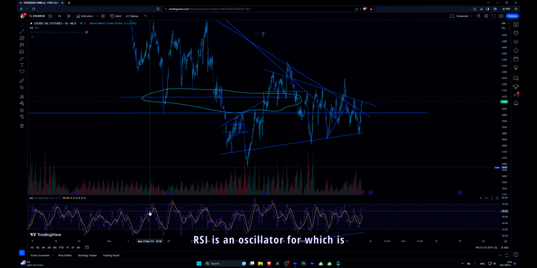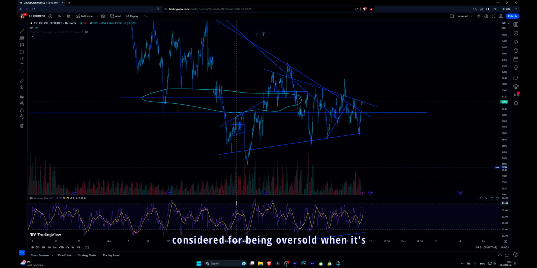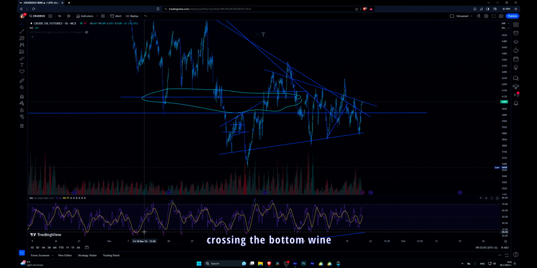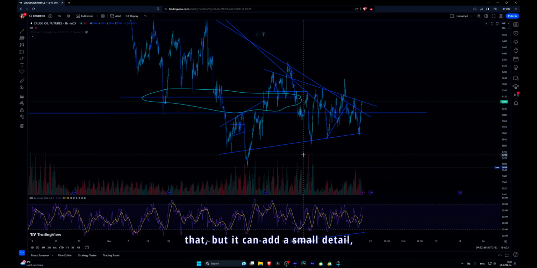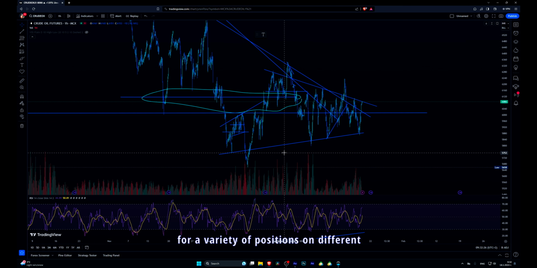RSI is an oscillator which is considered oversold when it's crossing the bottom line, or overbought when it's above the upper line. We see this up. So unfortunately we cannot rely only on that, but it can add a small detail which will open your mind for a variety of positions on different instruments by using it.